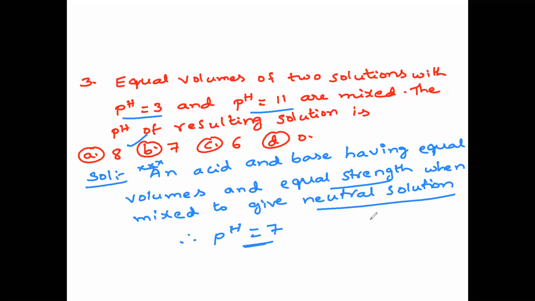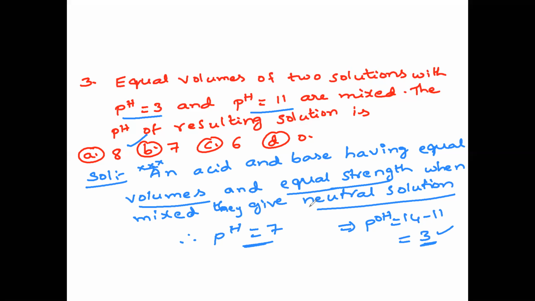Since pH is equal to 11 for the second solution, pOH is equal to 14 minus 11, that is equal to 3. So the basic strength is the same as the acidic strength, that is pH is equal to 3 and pOH is equal to 3. So in this case, when an acid and base having equal volumes and equal strength are mixed together, how can we say equal strength? Because the pOH value is equal to 3 and the pH value is equal to 3. So when mixed together, they give a neutral solution.